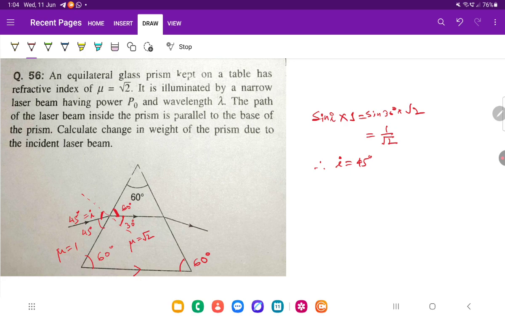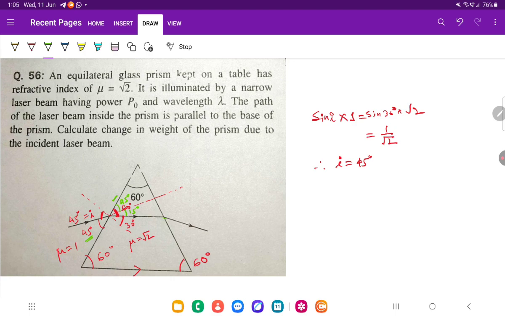And next I am extending this line, the incident line. This is the line of incidence, I can call it like this. Then this angle will be 45 degrees also, vertically opposite angle, right? If this is 45, or let me mark it with some other color, this one will also be 45. If this is 45, this is also 45 degrees. And as the whole angle is 60, this one will be 15 degrees.